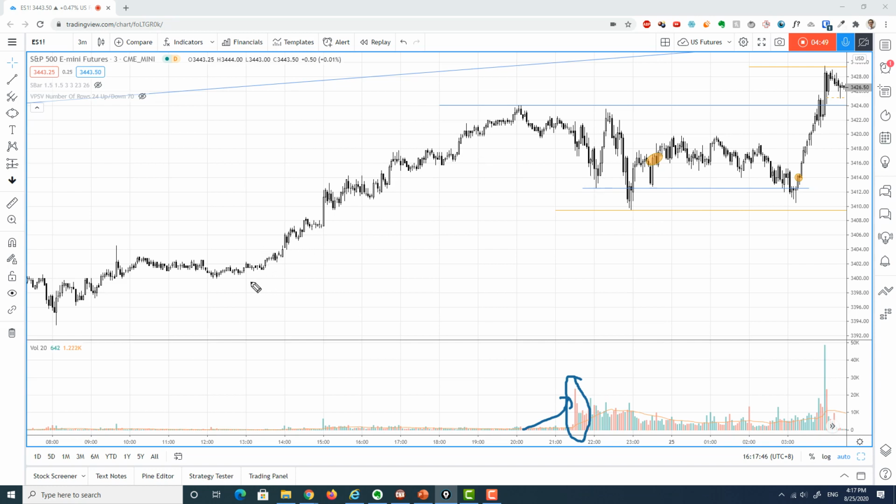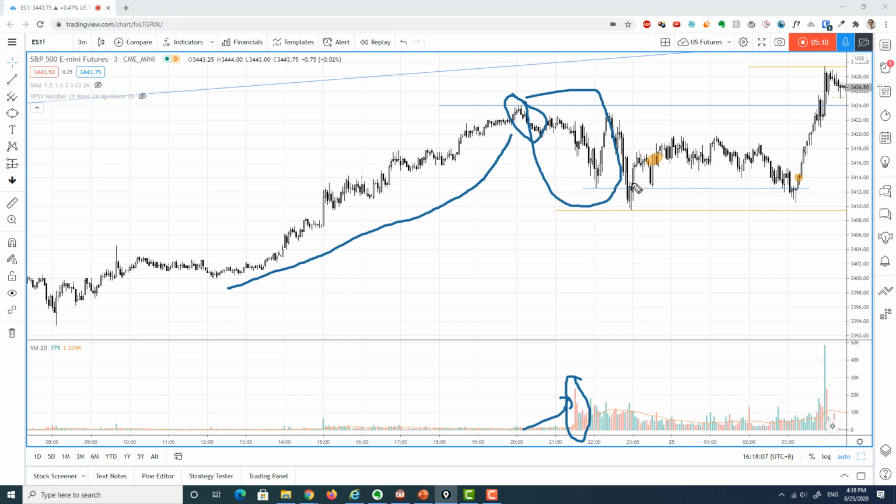Prior to that, we have seen a very nice uptrend from the Asian through the London session, and subsequently around 8 o'clock my time here, we have seen this kind of change of character, subsequently followed by a very meaningful movement.